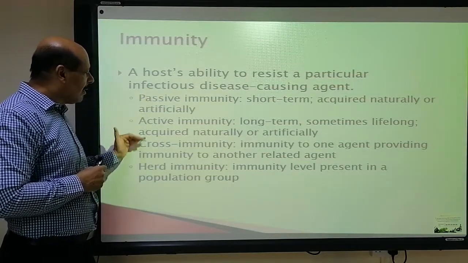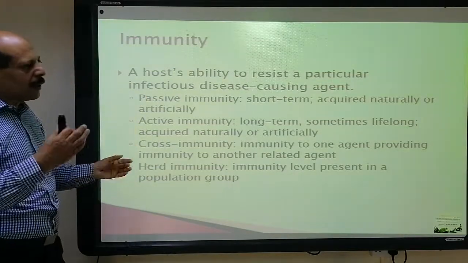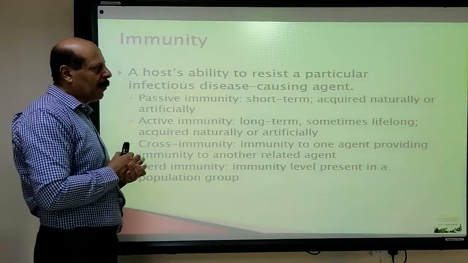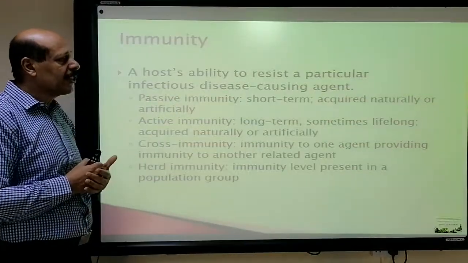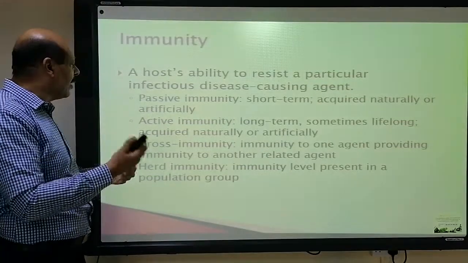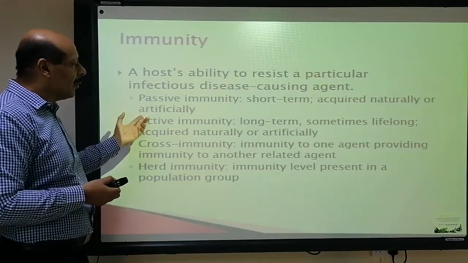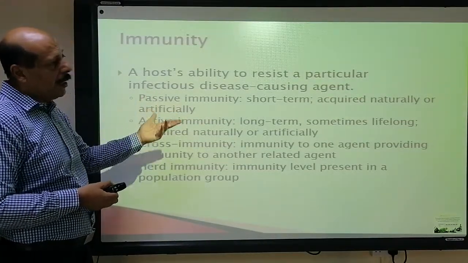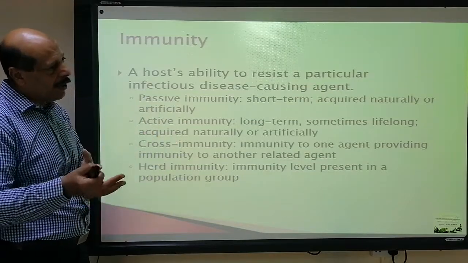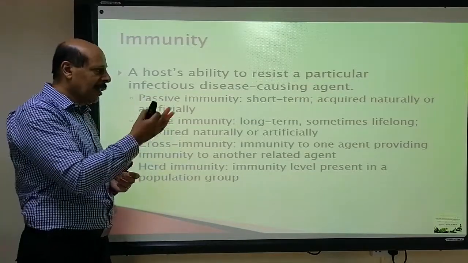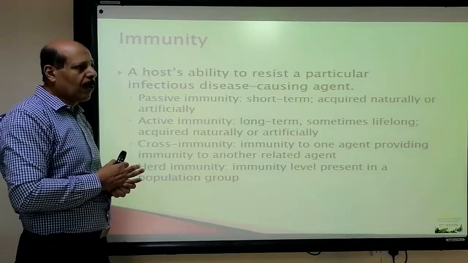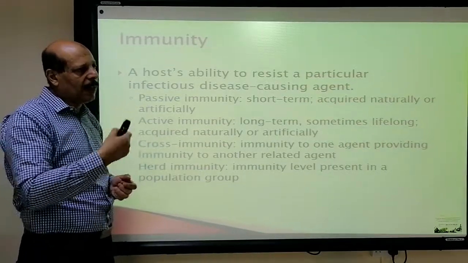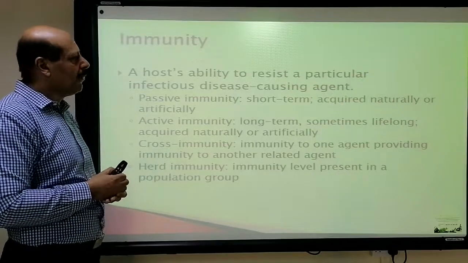There are types of immunity, and you got this in microbiology. The passive immunity is short-term, acquired, natural or artificial, either through antibodies, if we are giving antibodies, which is the artificial one, or through the milk from mother to infant.